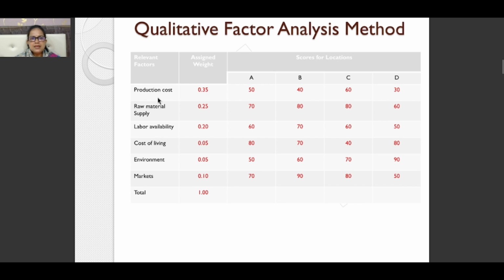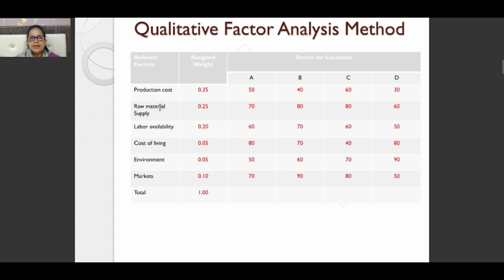So if you see here, production cost we have taken, raw material availability, labor availability, cost of living, environmental condition, markets. These are all the factors. And we have assigned a weight to each factor. Suppose product cost is very important for us. So here we have assigned 0.35 the weight.